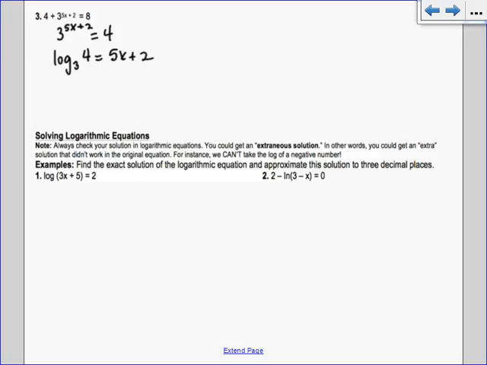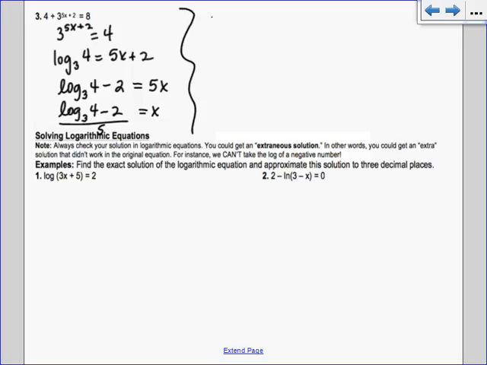Do you guys see? 3 to the 5x plus 2 equals 4. All right, so my exact answer is going to be log base 3 of 4 minus 2 equals 5x. So I'm going to have log base 3 of 4 minus 2 all over 5. Okay.